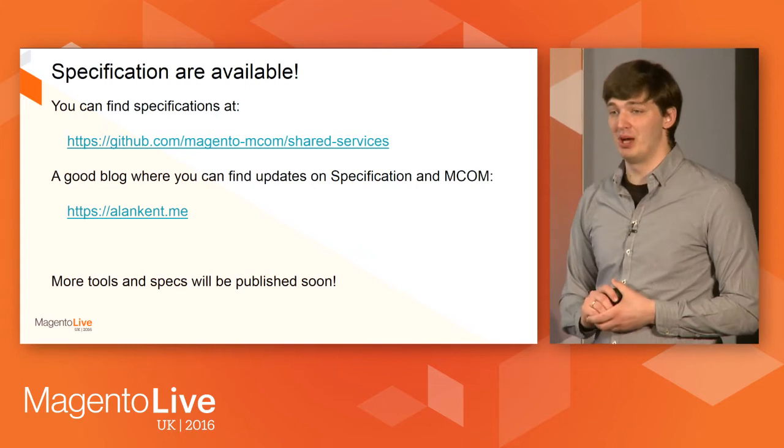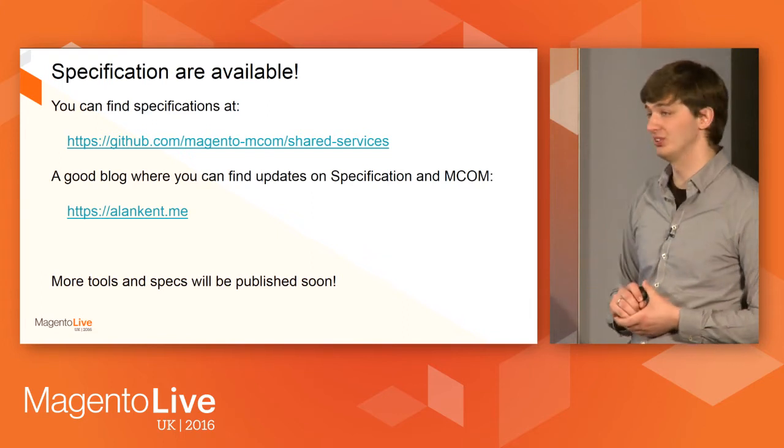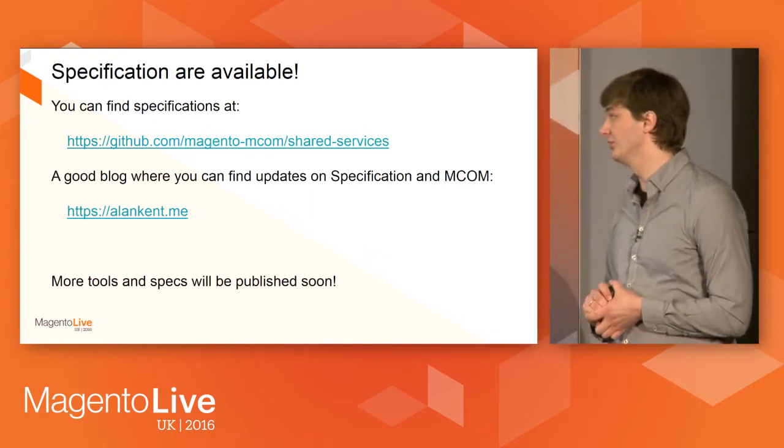So the specification is public. It's published on our GitHub. It's called Magento-MCOM. It's our organization where we publish our stuff. At the moment, we have quite a few specifications published. In coming weeks, I think we will publish more. There is a very good blog about Magento in general, and also MCOM and the company, MDC, everything. Alan Ken is doing a great job. You can find some updates on this there as well. And well, we want to publish more. We want to publish more tools, more specifications.